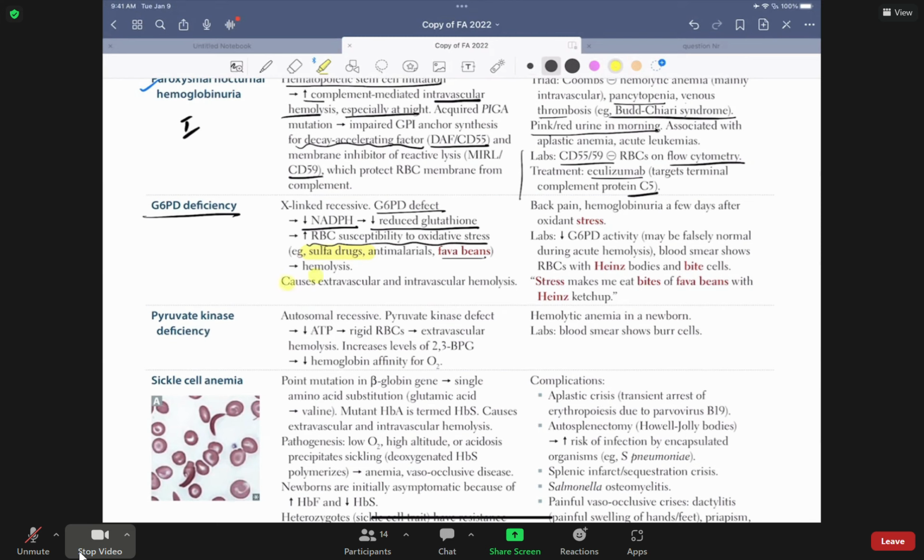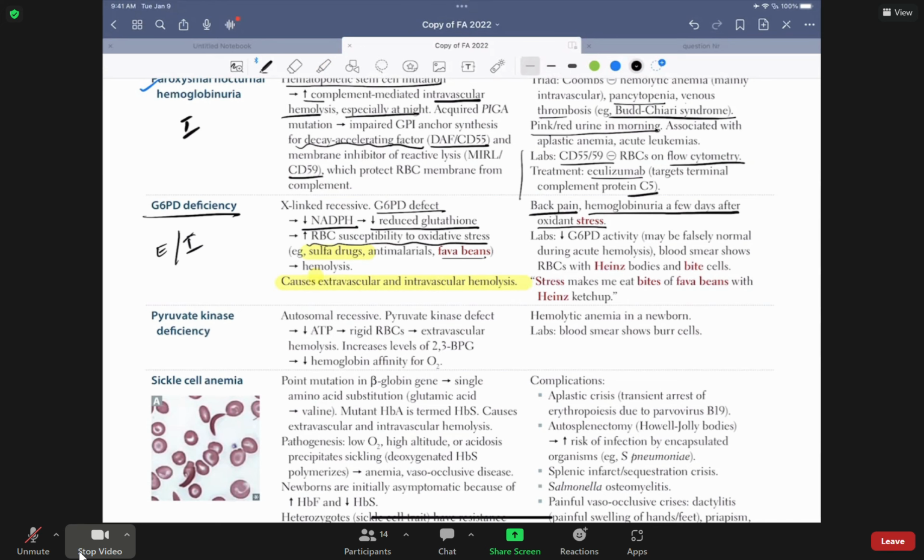Now look at this. It causes extravascular and intravascular hemolysis. So this is one of the examples. You could have intravascular or extravascular hemolysis. It can happen anywhere. That's a unique disease to have this, folks. The patient comes with back pain and hemoglobinuria a few days after the oxidant stress. See, that's important. If they have the attack today, it will take like 2 to 3 days for them to have the red urine, folks.